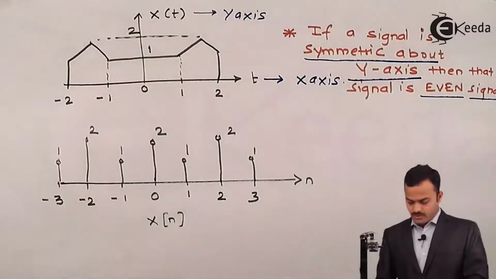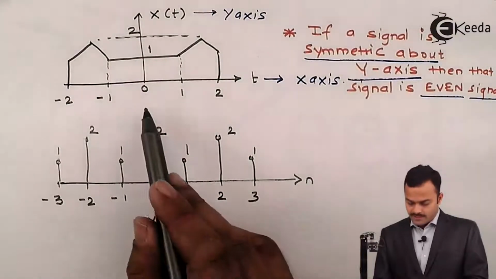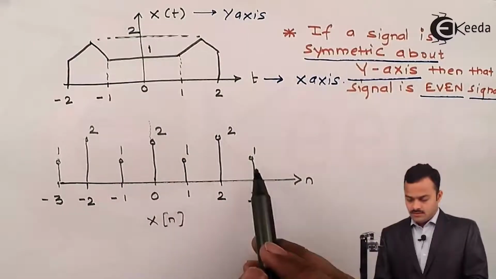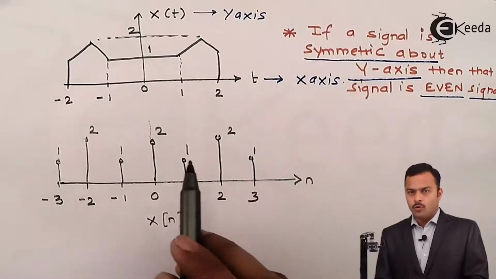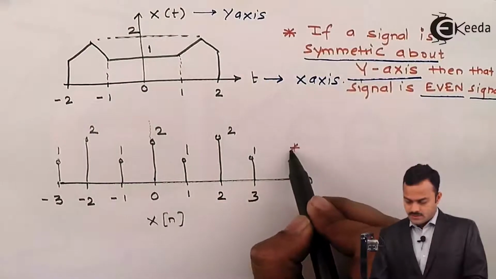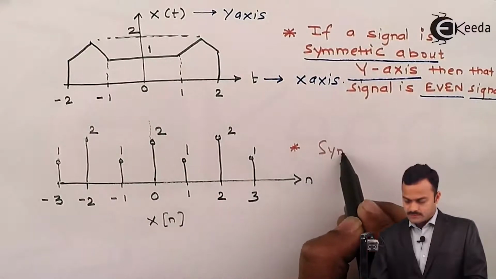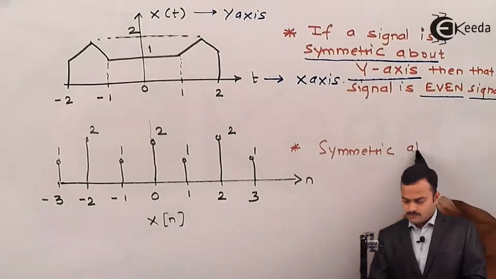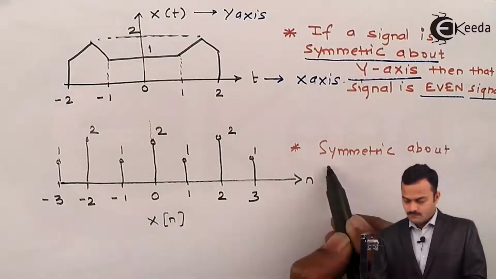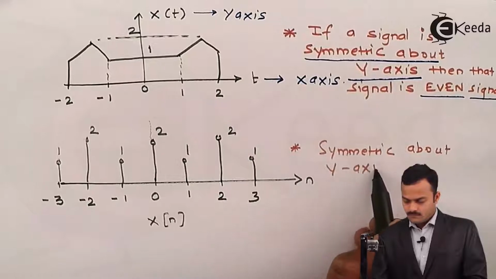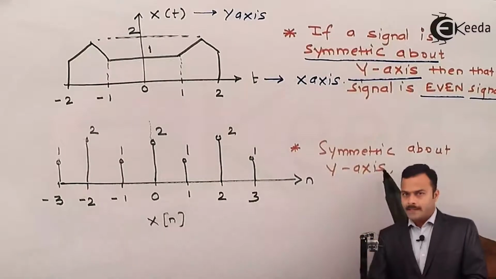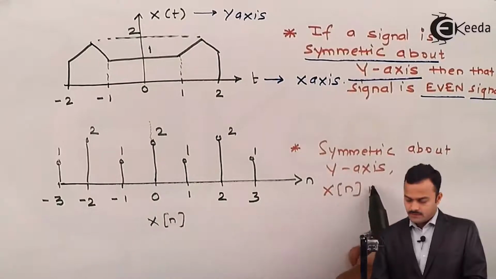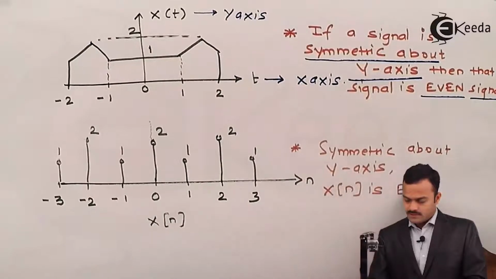So here also, if I fold this axis, which is the y-axis, both the signals will overlap. So this is also symmetric about y-axis. And pertaining to this statement, I can say x of n is an even signal.